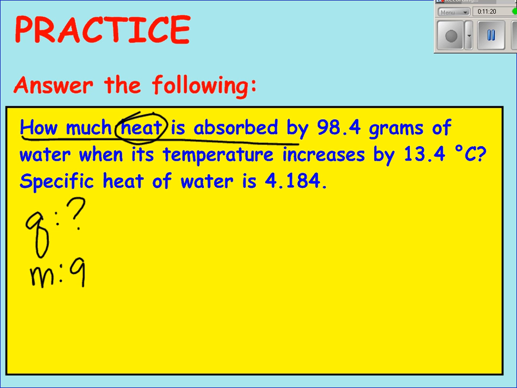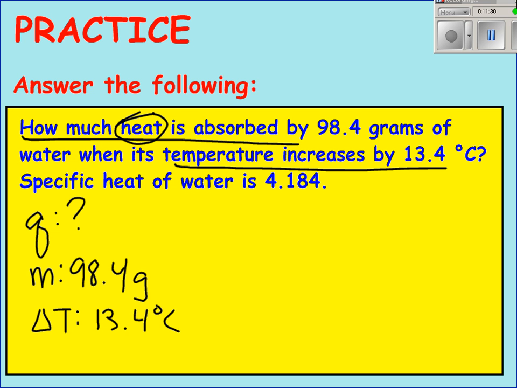I'm told my mass is 98.4 grams, and I'm told the temperature increases by 13.4. Since it increases, I'm going to keep it positive. Finally, the specific heat of water is 4.184. Now knowing everything that I need to know, I'm going to plug it into my formula. Q equals M times C times delta T.